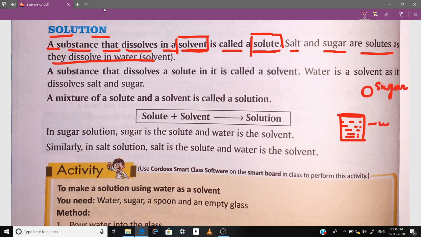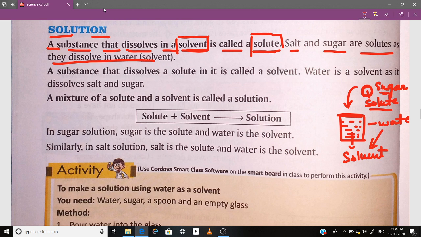Now you add this sugar into the water. What will happen? This sugar will dissolve in the water, and it will disappear in the water. So something which dissolves is called a solute. Listen very carefully, something which dissolves is called a solute. On the other hand, the substance in which the solute is dissolved is called a solvent. So in this case, water is the solvent and sugar is the solute.